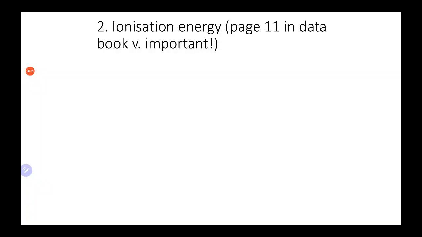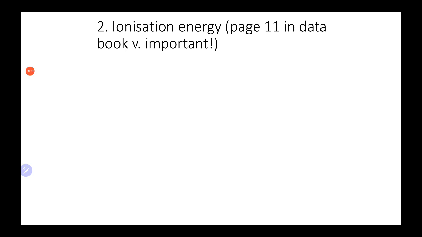Hi guys, welcome to the second part of the periodicity topic, which is ionisation energy. So far we've looked at covalent radius. The next part still uses the stuff we've been talking about in the previous lesson. So if you haven't watched that video yet, or if you're still not sure about nuclear charge or electron shells and how they affect different things in the periodic table, then go back and have a wee look at that.